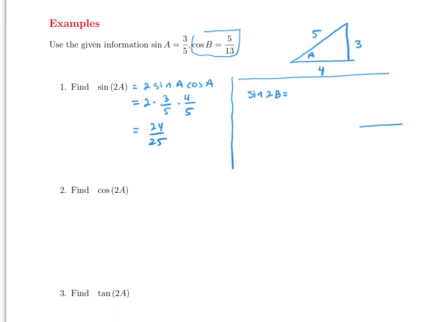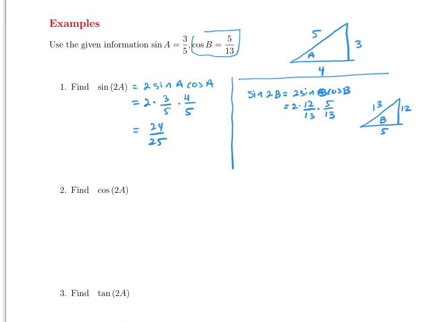If you want to find, let's say this one was B, sine of 2B, then we do the triangle for B, the same thing. This is 5, this is 13, then this will be 12. This will be 2 sine B cosine B. So therefore, just plug in the values. Sine B will be 12/13, and cosine B will be 5/13, and then just simplify.